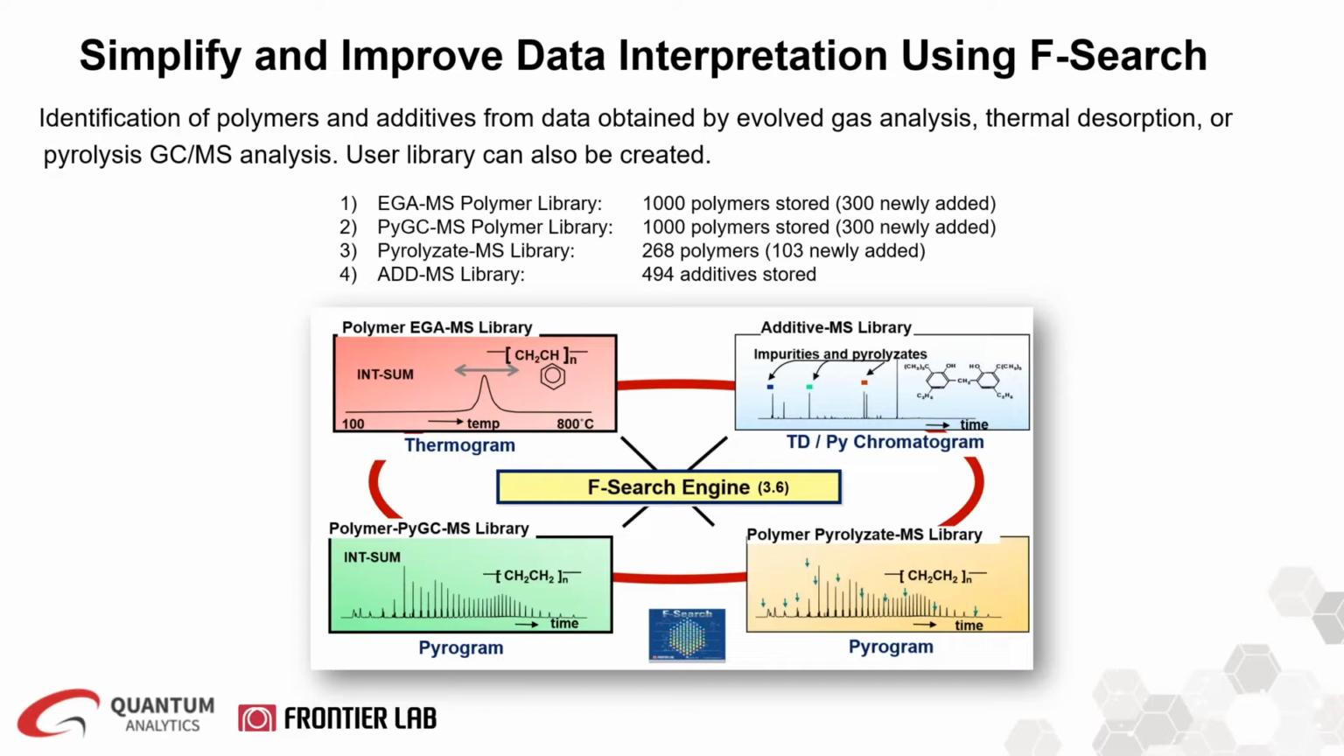FSearch has other features like the ability to overlay different chromatograms. You can extract different m/z ions, and also an integrated sum analysis where the FSearch engine can integrate the whole pyrogram, then make an average mass spectrum, and then identify the corresponding polymer.